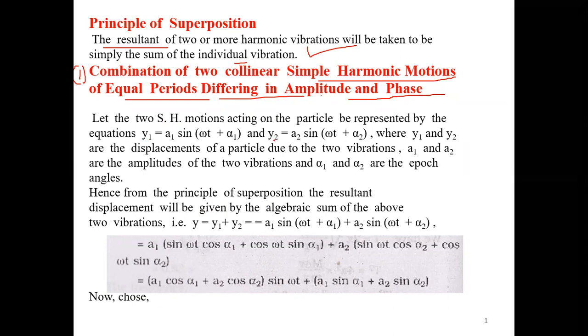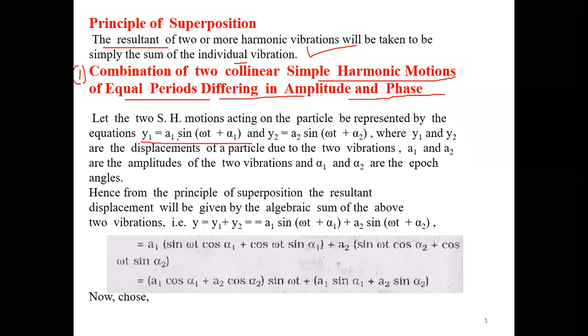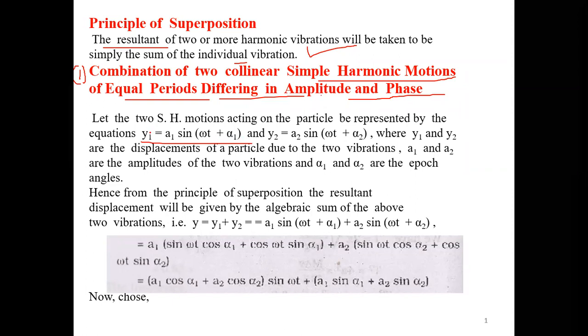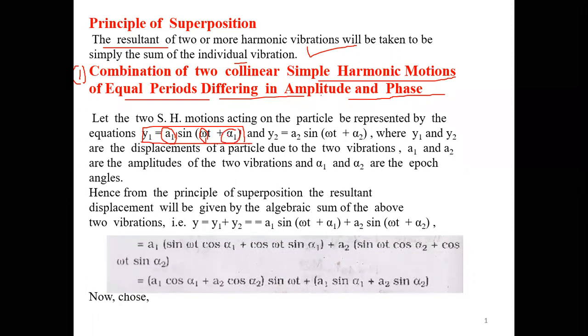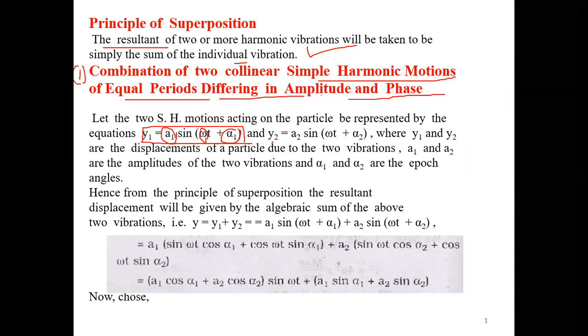So we consider two simple harmonic motions acting on a particle, and they are represented by, the first one, y1 equal to a1 sine of omega t plus alpha 1. So this is the first wave. The amplitude of the first wave is a1, the angular frequency is omega, and the phase or epoch is alpha 1.